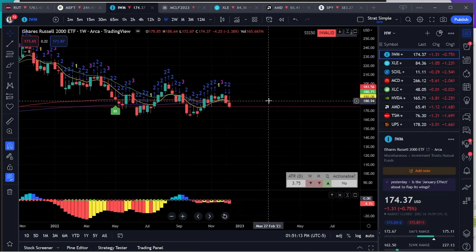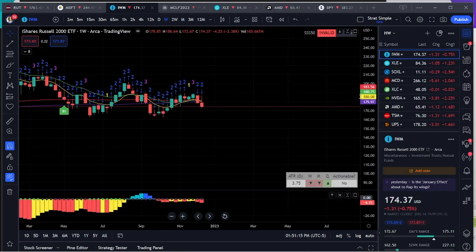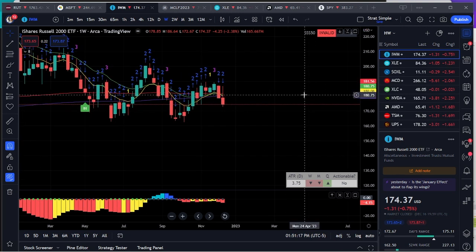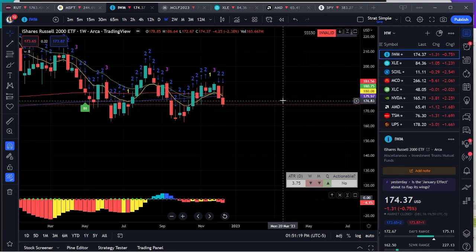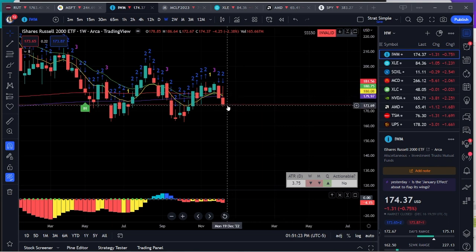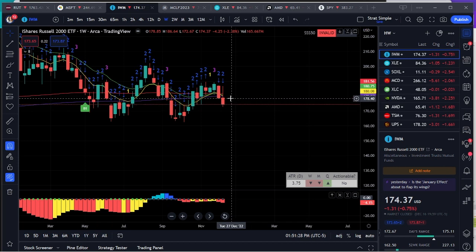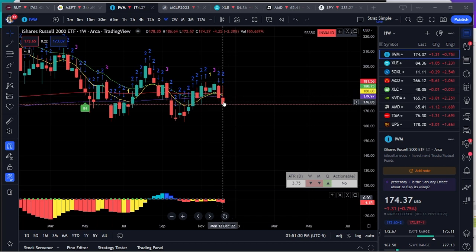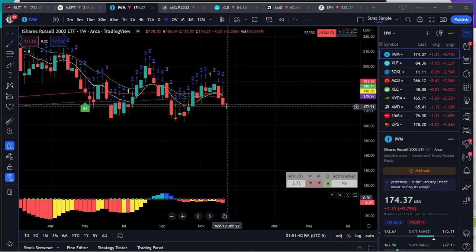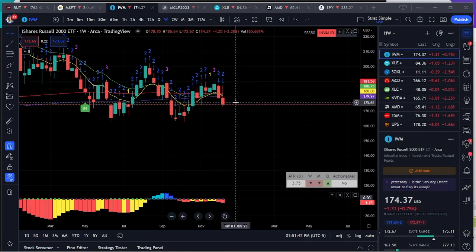So small caps may also be dying. There's no actionable signal, no Strat combo on the week. I do have a shooter here, but it's a 2-2 continuation. I don't really recommend those, because to me, you've kind of missed the entry and missed the move. So I would wait for corrective activity before getting in. If it was on this weekly time frame, I would want an inside week and then continue.